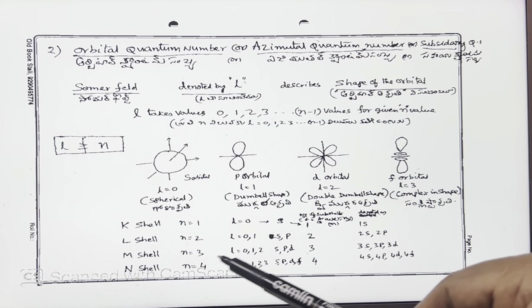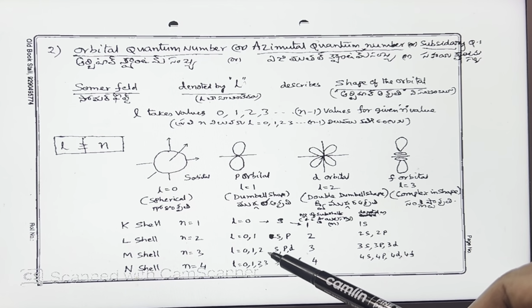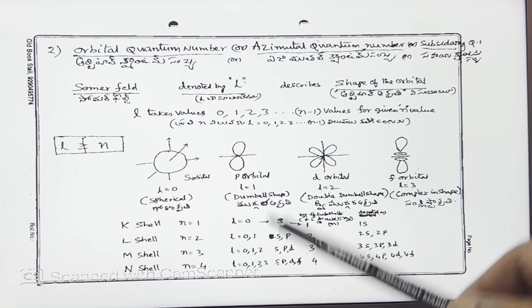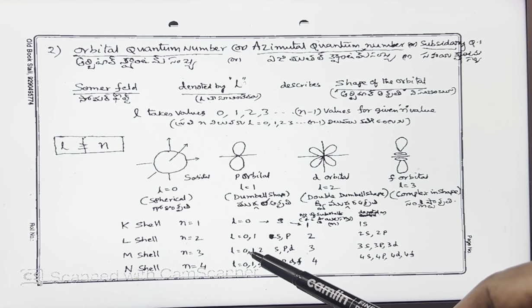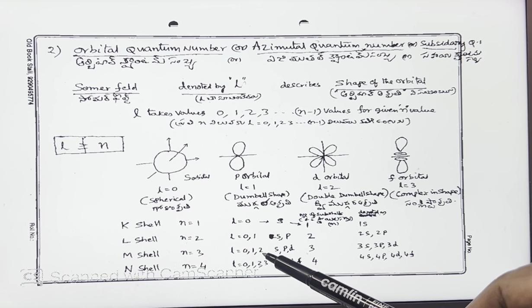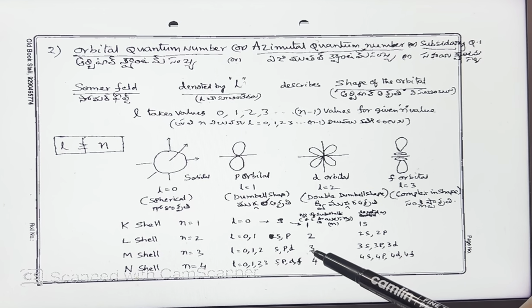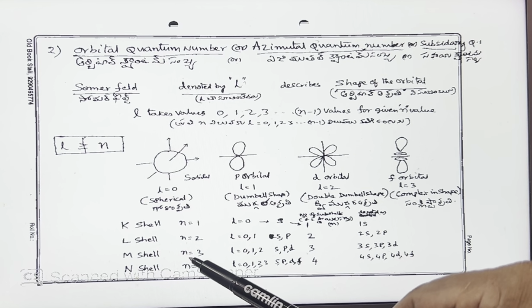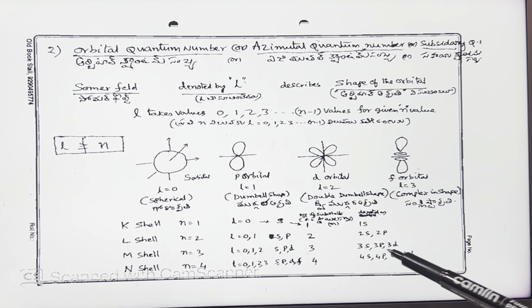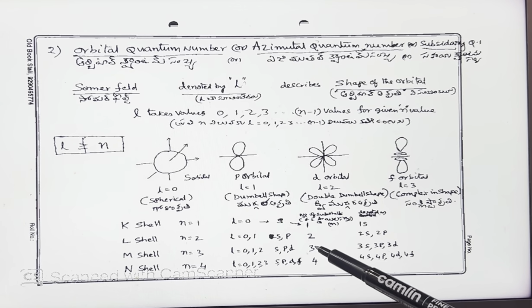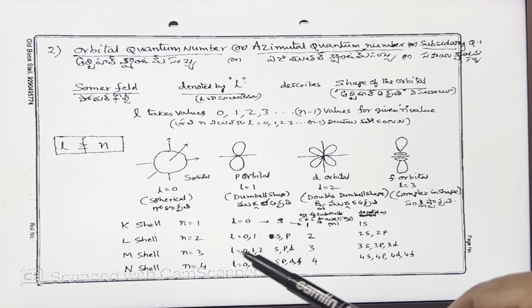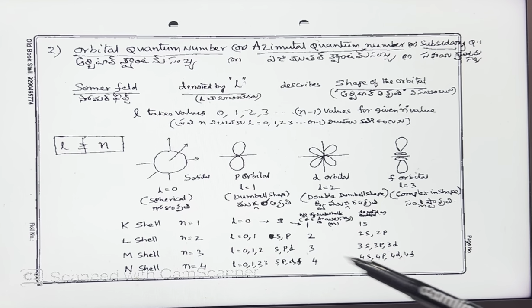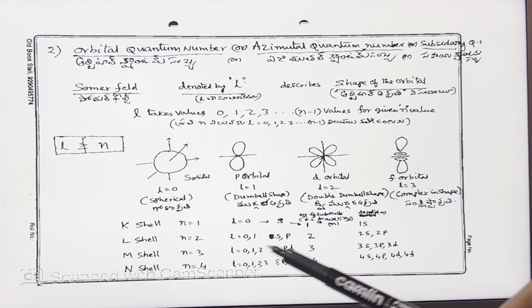For the M shell, n is equal to 3, and L is equal to 0, 1, 2 only. It won't take 3, only 0, 1, 2 up to n minus 1 values. If it is 0, that is the s orbital. If the value is 1, that is p. If the L value is 2, that is d. So, a total of 3 subshells are there in the third shell, the third orbit. They are called 3s, 3p, 3d.